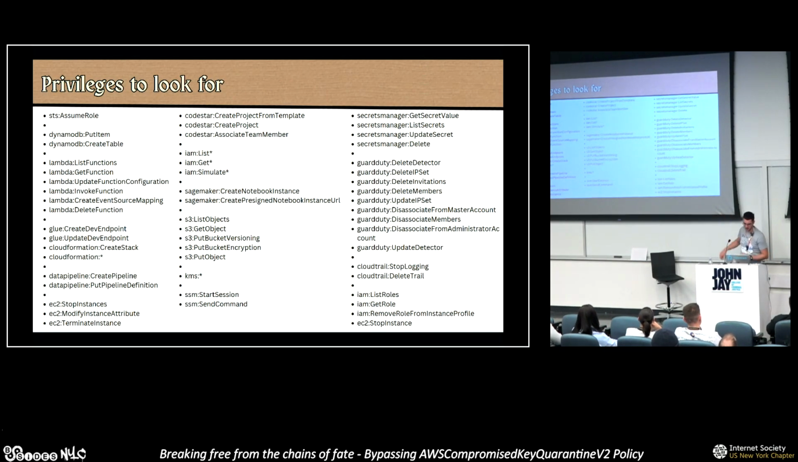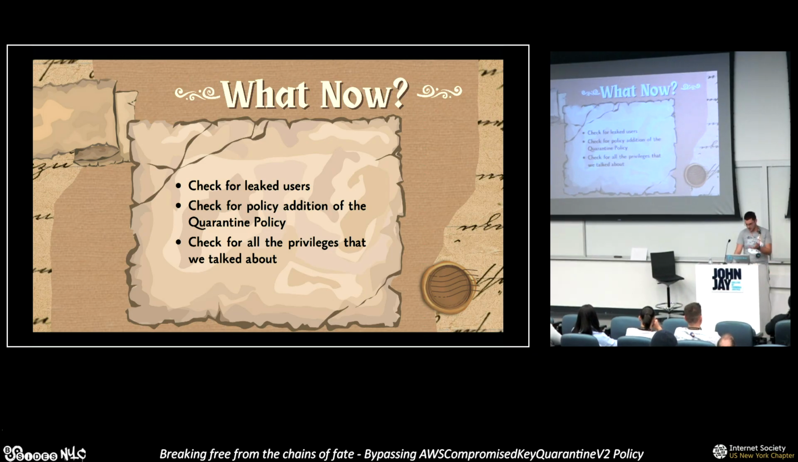This is the list of privileges that you have to look for on your own infrastructure. These are the ones that are not prevented by AWS. So I would recommend, if you have a user with leaked credentials, just create a policy that prevents all of them. Yeah, this is the what now.